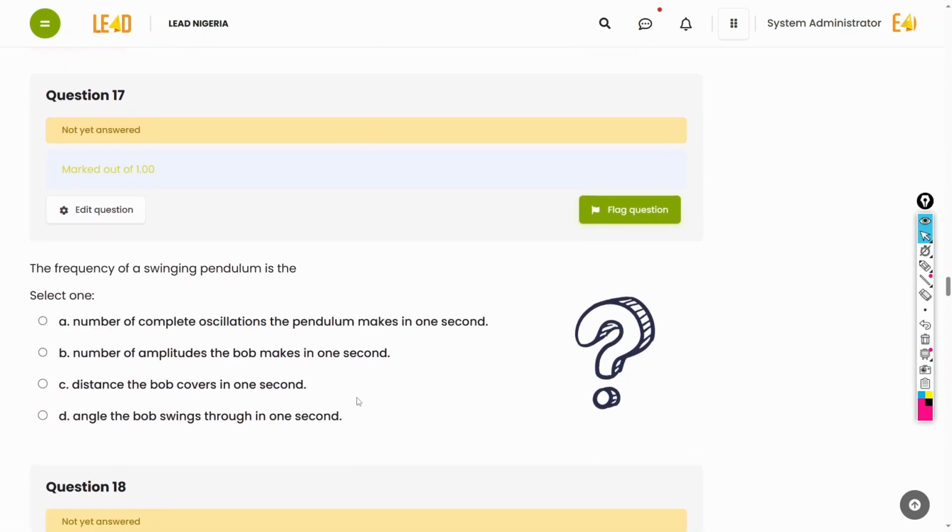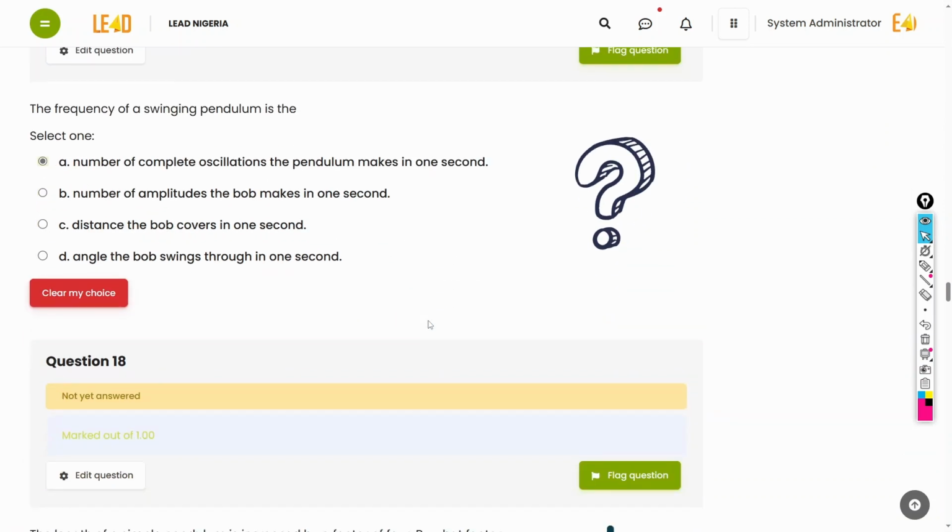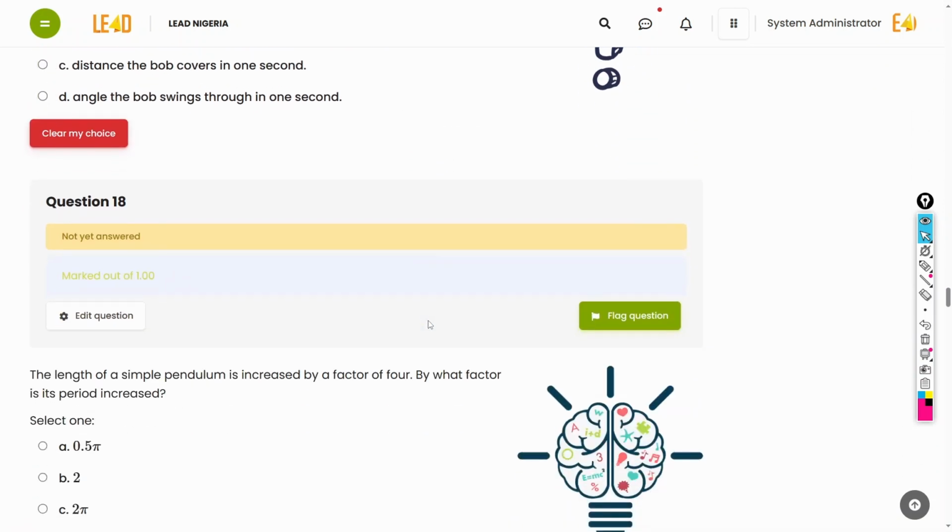17 says the frequency of a swinging pendulum is, this is a definition, right? The basic definition is the number of complete oscillations the pendulum makes in a second. So how many complete oscillations do you make in a second? So it is the reciprocal of the period.